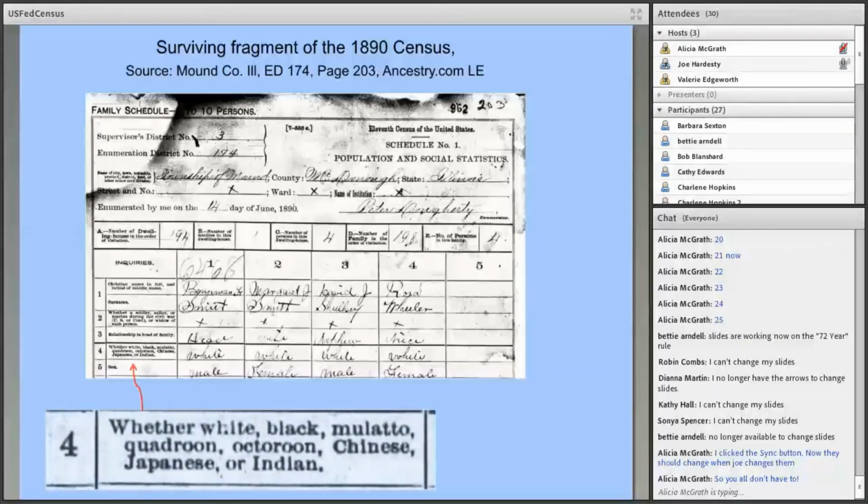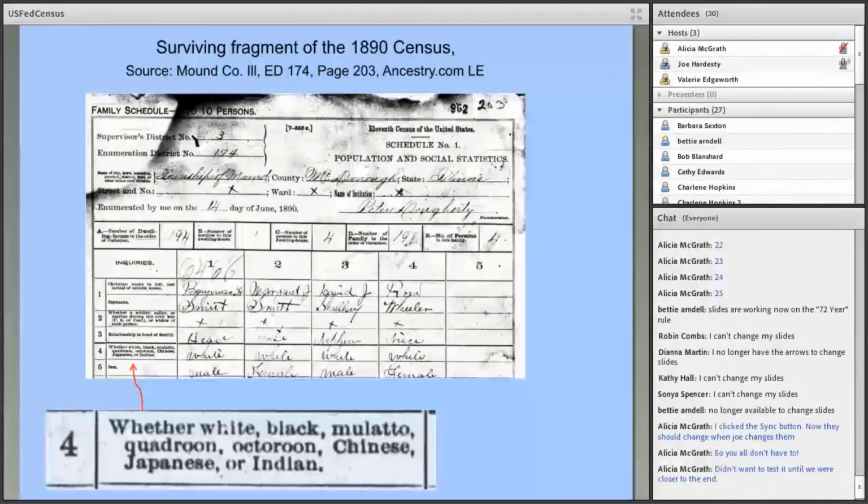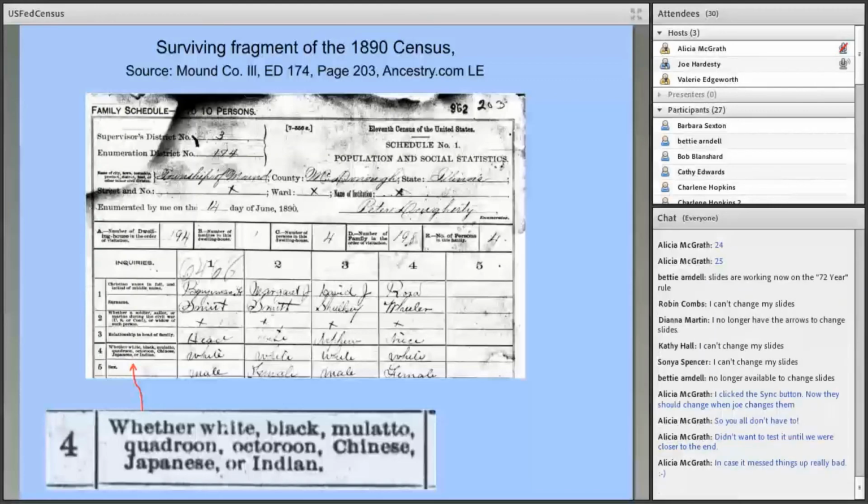where the census taker was specifically asked not just whether they were white or black, but were they mulatto or quadroon or octoroon. Now, Japanese or Indian, Chinese. I mean, it's an amazing amount of personal detail that they were asking in this question found on the 1890 census. And you know, state legislators were really concerned about issues like this, and were instituting laws that would prevent interracial marriage.